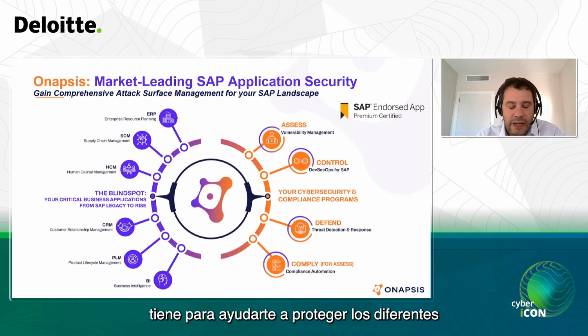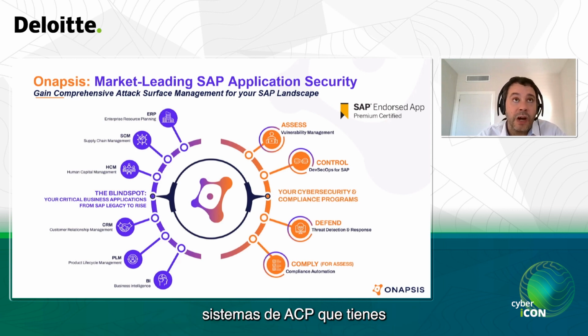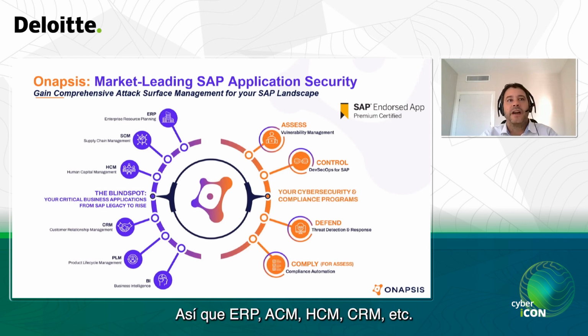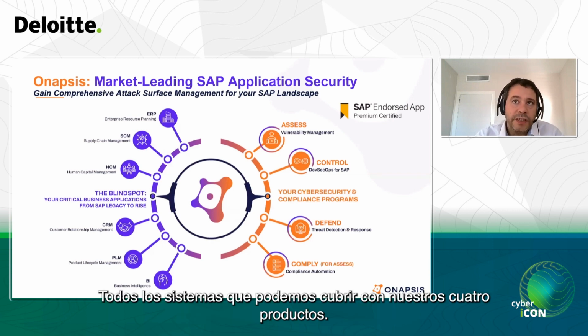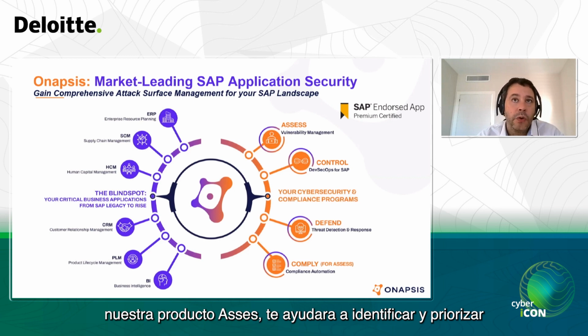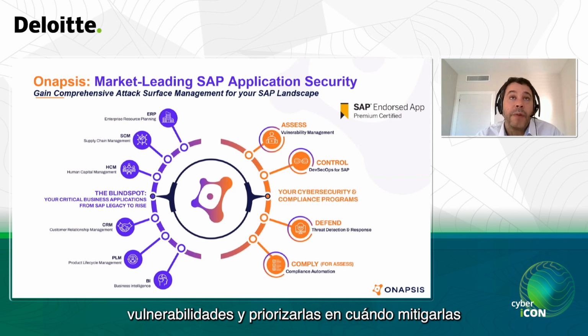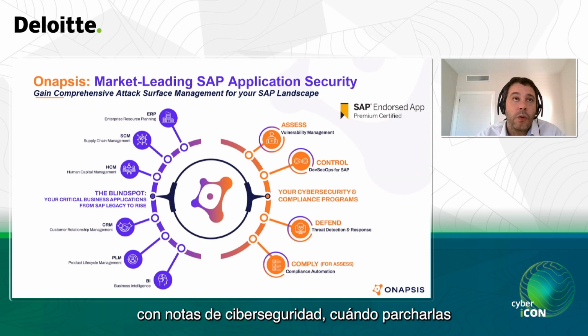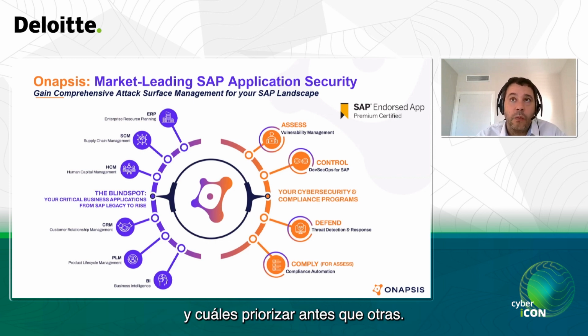We help you protect the different SAP systems that you have in your landscape: ERPs, SCM, HCM, CRM, etc. All the systems we can cover within 4 different products. We talk first of all about vulnerability management, Assess. Our product Assess will help you identify and prioritize vulnerabilities, and decide when to mitigate them, which SAP security notes need to be patched, when to patch, and which ones to prioritize before others.